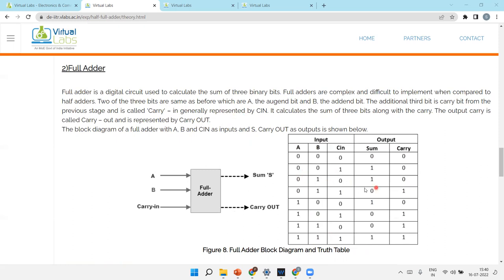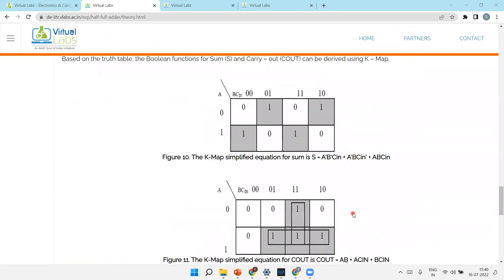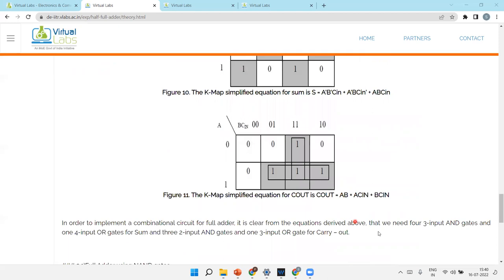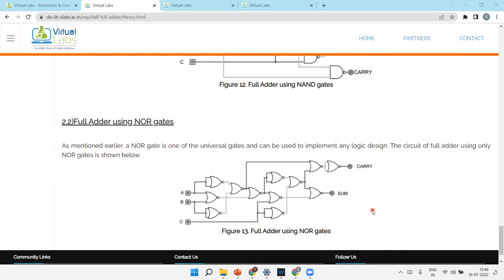0 plus 1 is 1, carry 0. 0 plus 1, 1; 1 plus 1, 0, carry 1, like this. You solve this equation and you will get the equation of sum, that is A XOR B XOR C. Otherwise, you can write A' B' C plus A' B C' plus A B C. And for carry, it is A into B plus B into C plus C into A. So this is a realization by universal gates.